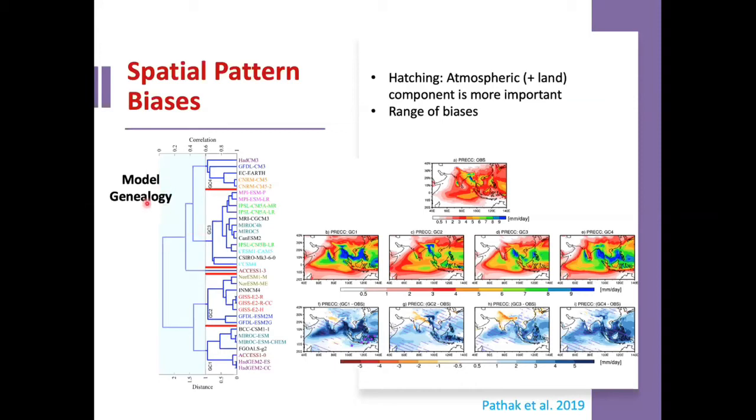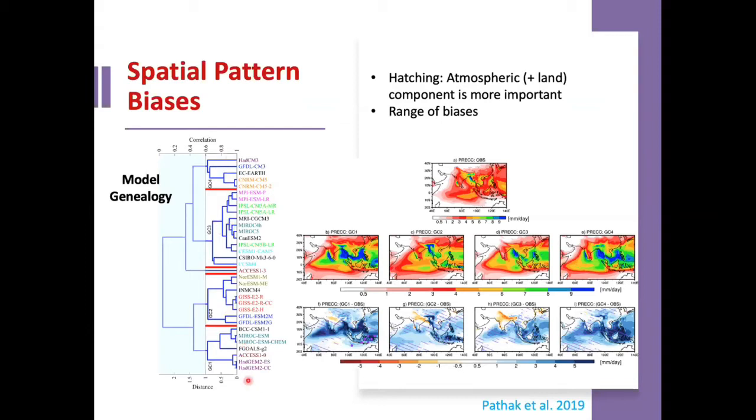If you look at model genealogy, there is a clustering method developed by Reto Knutti from ETH and others. We have used that, and if we divide, we have these 4 groups, 4 clusters of models.